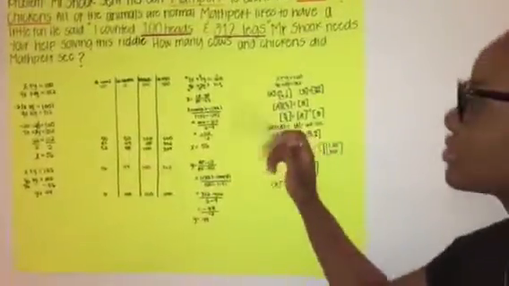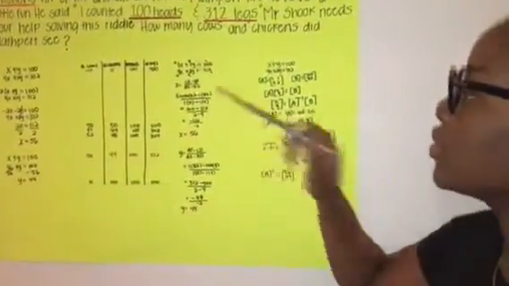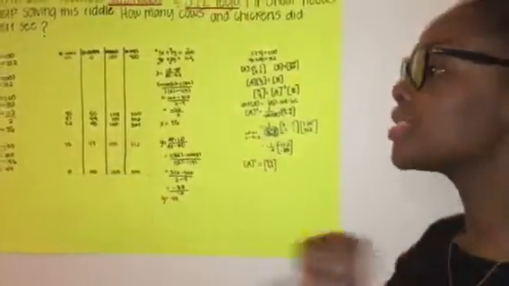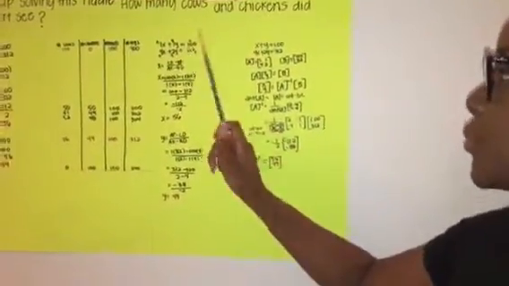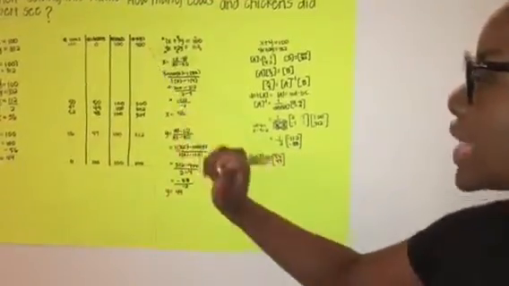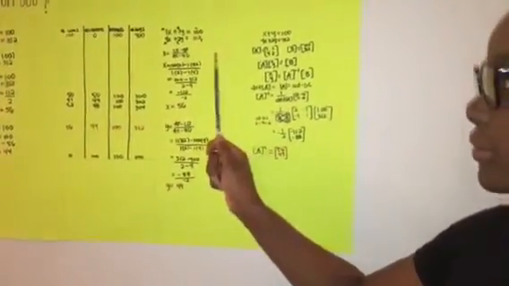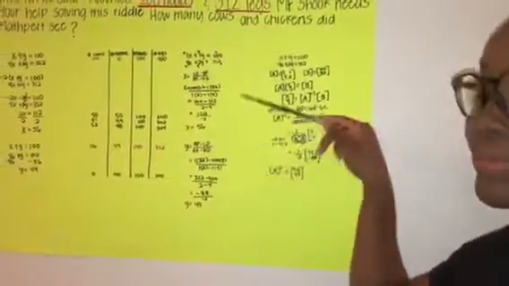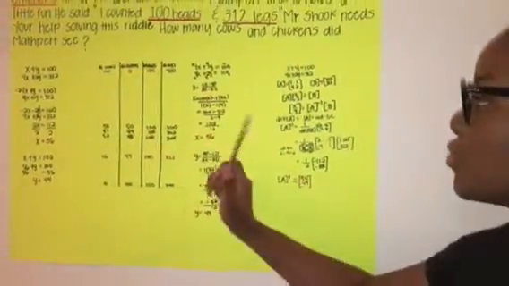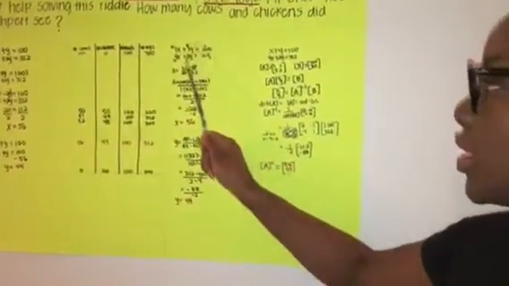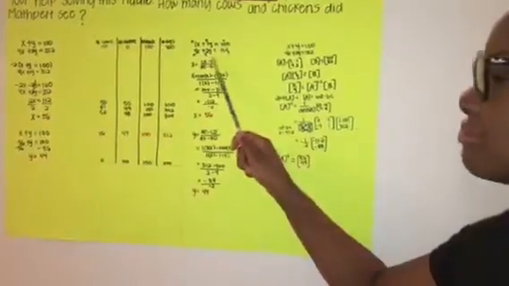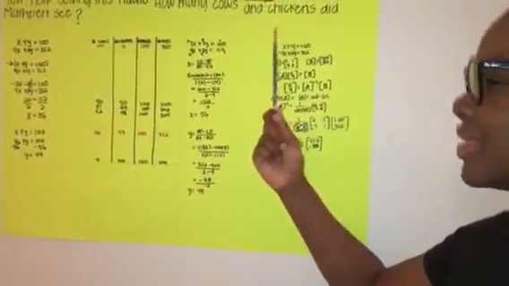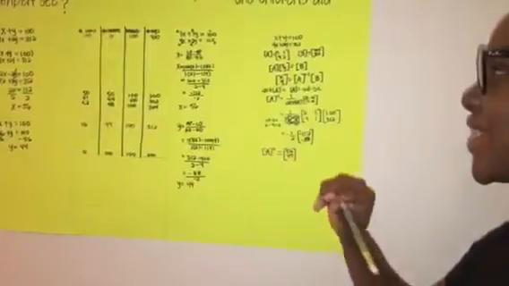Okay, so next, you have another way to answer this, and that's Cramer's rule of determinants. So you have 2 equations. You have 1x plus 1y is equal to 100, and then 4x plus 2y is equal to 312. And in this little equation, a is equal to 1, b is equal to 1, c is equal to 100, d is equal to 4, e is equal to 2, and then f is equal to 312.